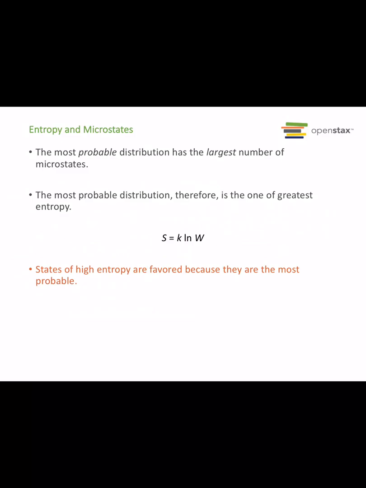So again, this equation is here only because we need to understand the relationship between W and S. And remember, S is entropy. And so they're directly related. If we increase the number of microstates that we can create, then delta S will also increase. So states of high entropy are favored because they are the most probable.